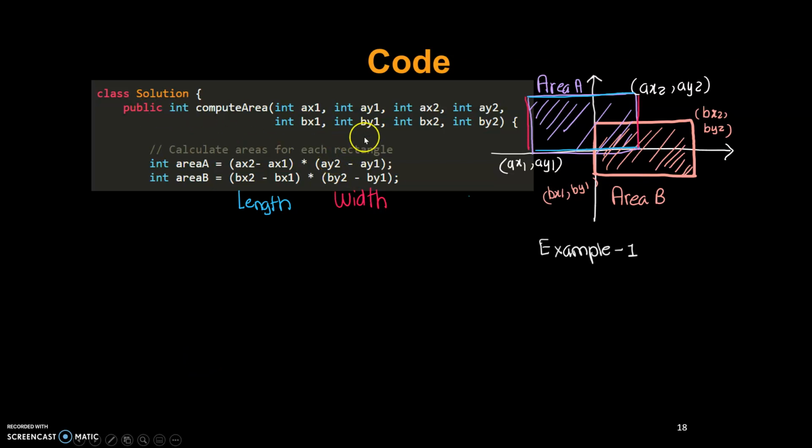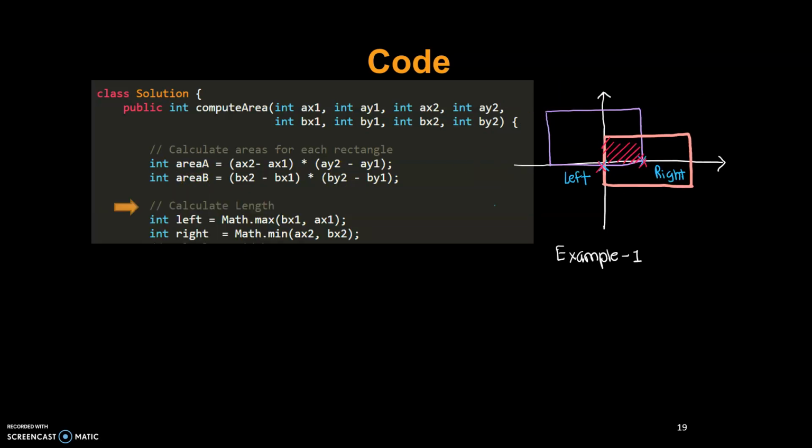This is the function signature. As a first step, we have to calculate the area for each rectangle, which is these two lines of code. In area A, we are calculating the rectangle A area, and in area B, the area of rectangle B. For area A, AX2 minus AX1 gives us the length, and AY2 minus AY1 gives us the width.